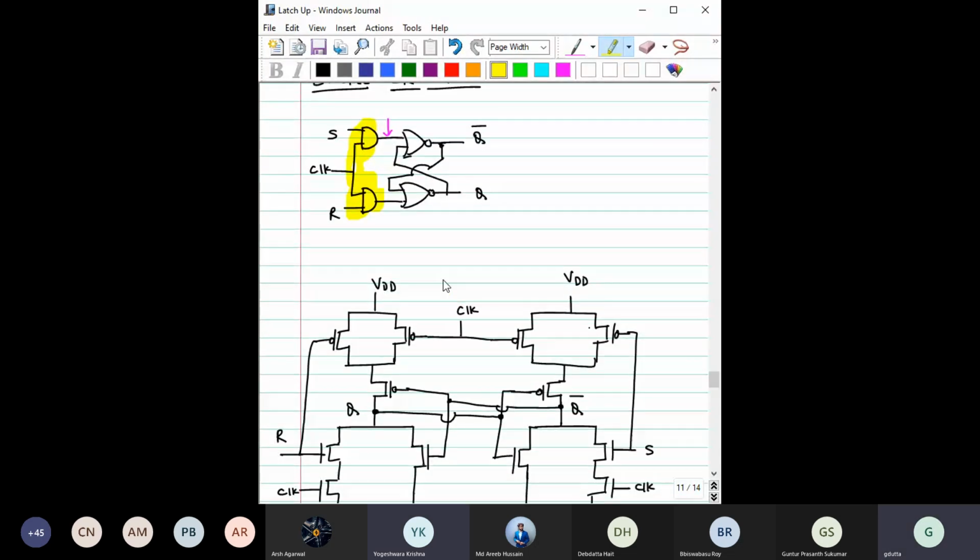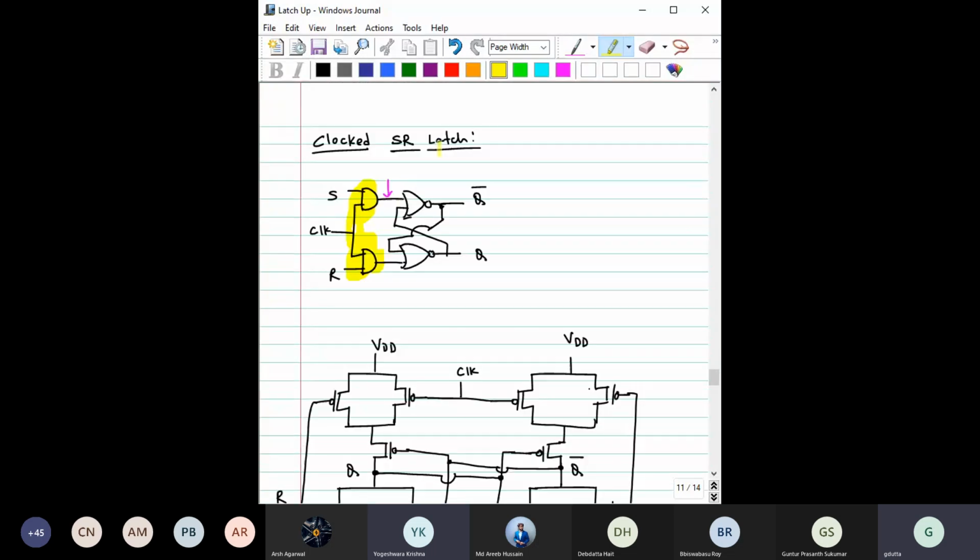So this is the SR latch. The additional part is this one only. The remaining is the NOR implementation. Here it is clock, here it is S, and here it is R. So how can you now implement it?